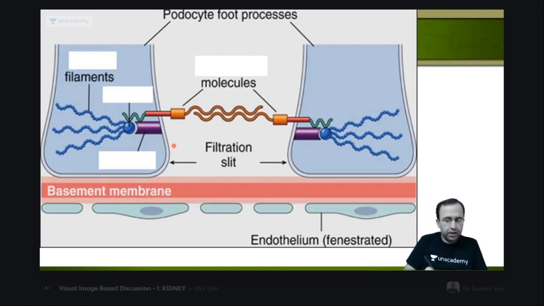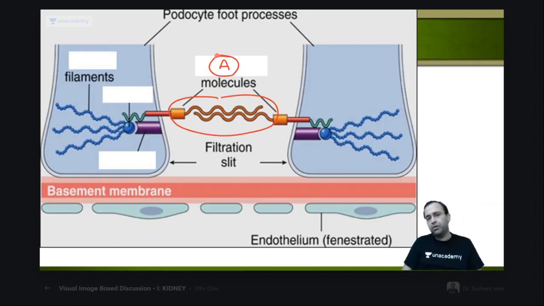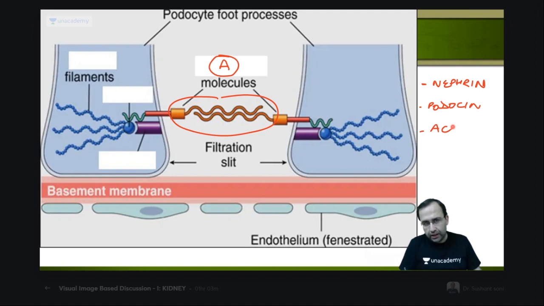Next question. The structure marked as A. This is the A molecule. The structure marked as A is associated with which protein? I'll give you options. Nephrin, podocin, actin, CD2 associated protein.